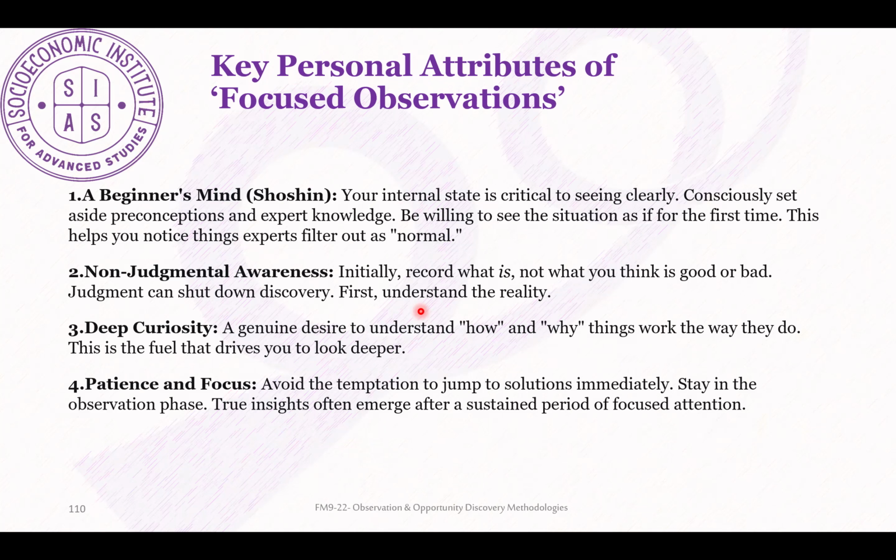So the key personal attributes of focused observation. First, we should develop a beginner's mind. For example, the internal state of a person is critical to seeing clearly what type of observations we have. And then consciously set aside preconceptions and expert knowledge, being willing to see the situation as if for the first time. This will also help us to notice things that we don't notice in the normal state.